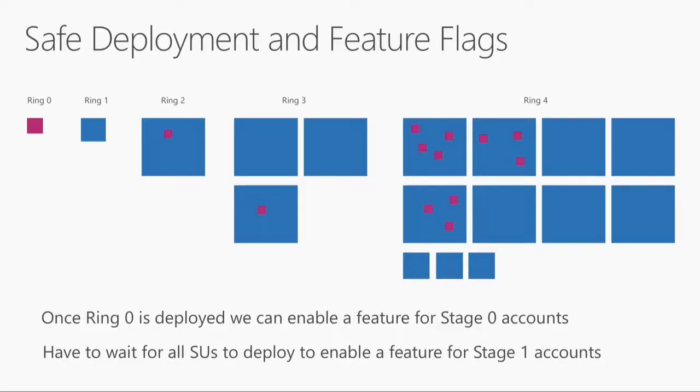Question? Is that, again, automatic via PowerShell, or is it manual? The feature flags? Yeah. You can do it either way. You can enable and disable feature flags as part of the deployment. Now, for these stage 0 and stage 1, we have a feature flag tool that is configured with the list of stage 0 and stage 1 accounts. Buck showed a screenshot of that. It's kind of a crappy internal web UI that does that.